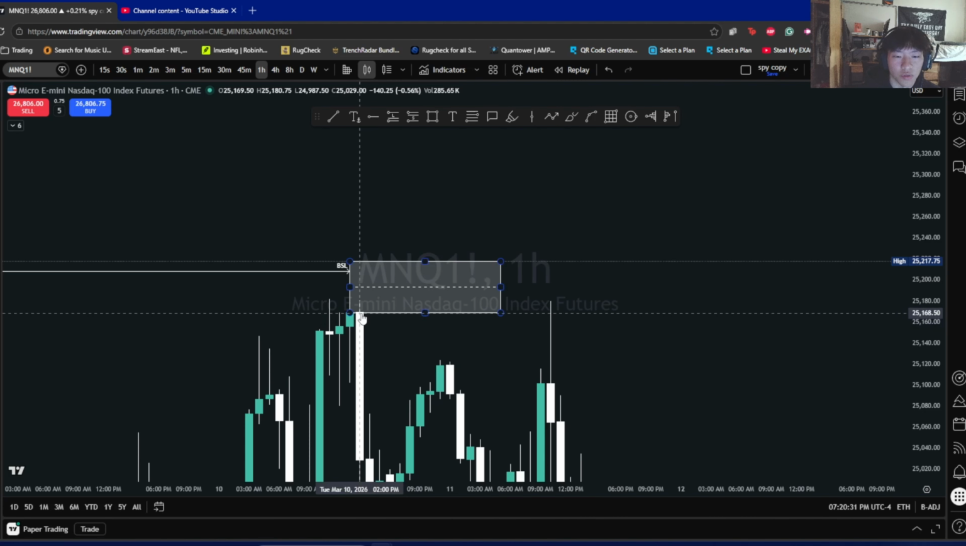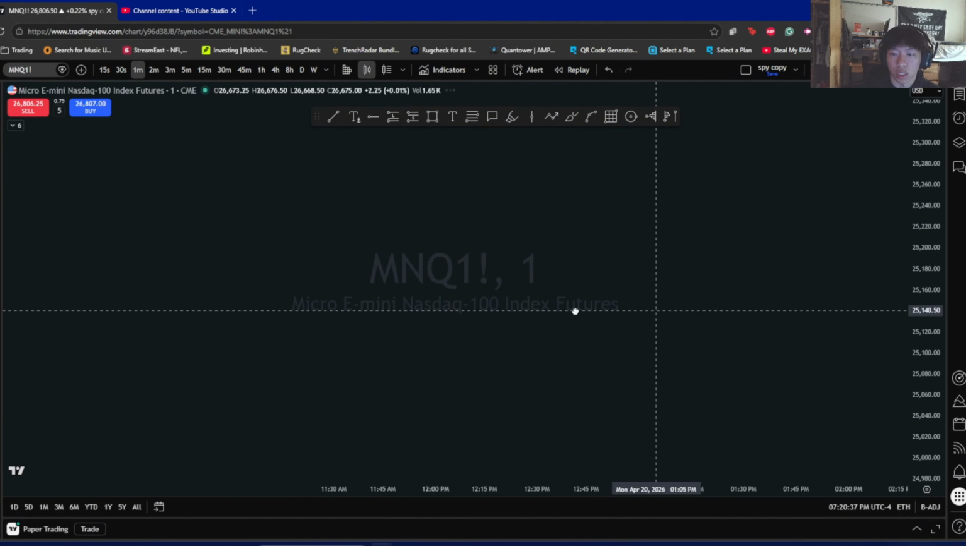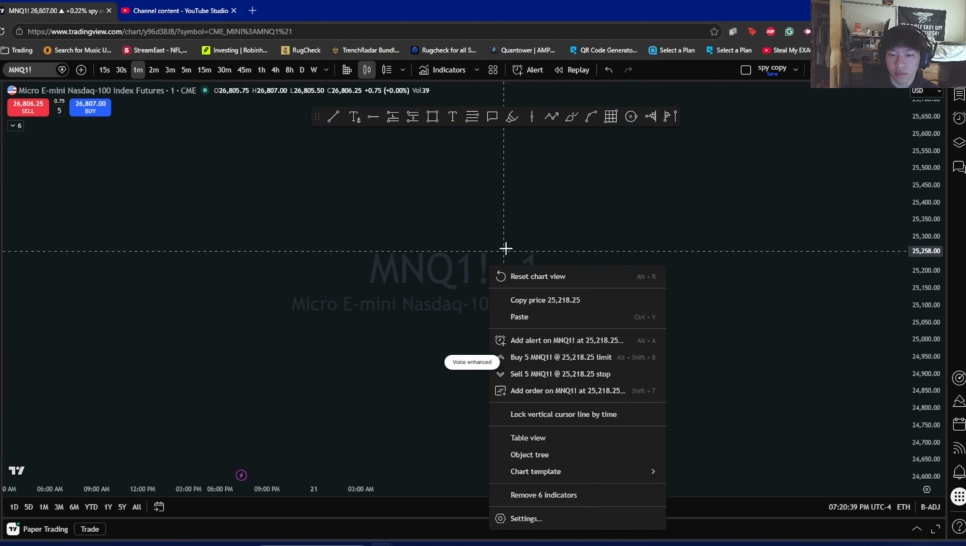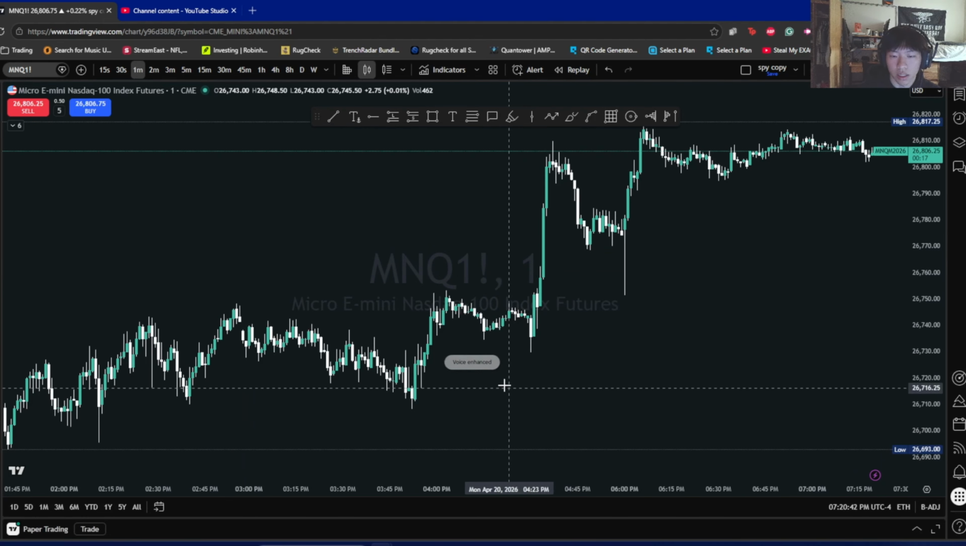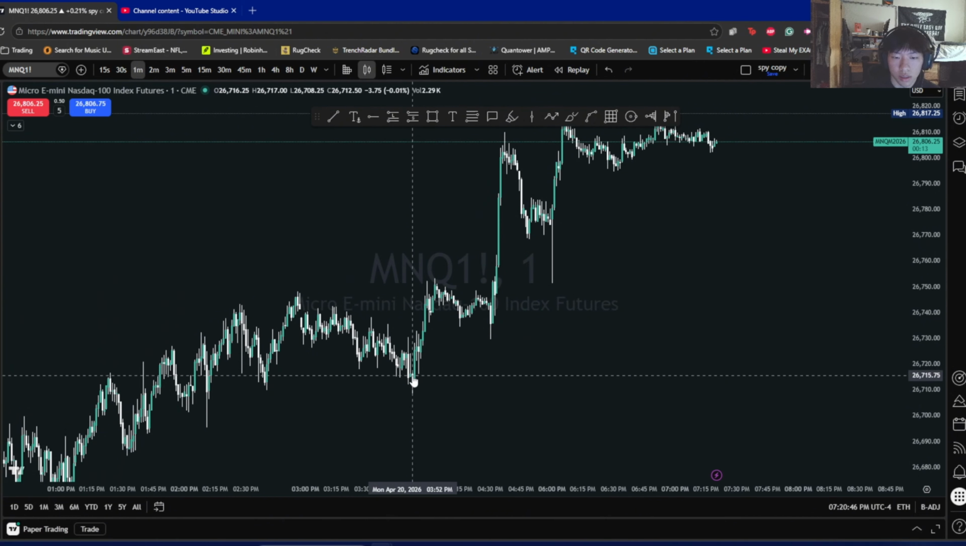When the next candle forms, you want it to tap into the rejection block, and then we head lower. Nice. Let's take a look at this.